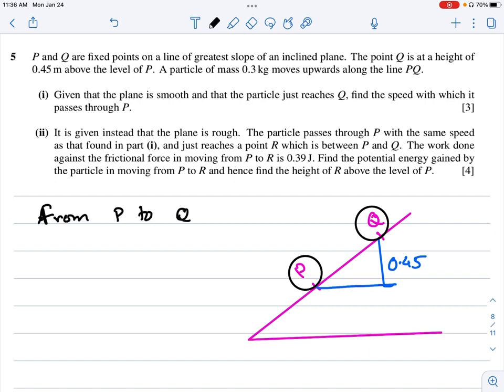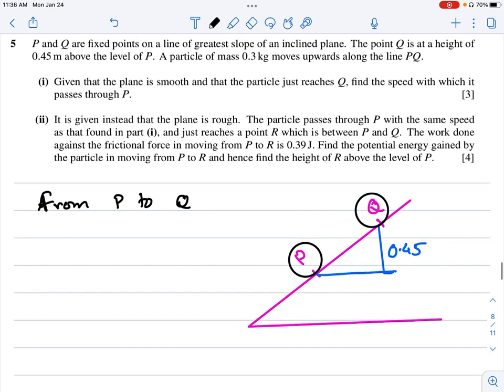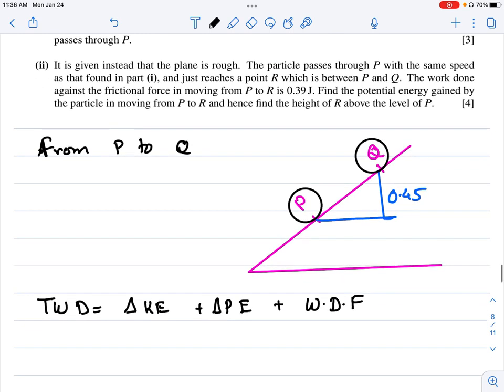So what is happening from P to Q? What we can do, the easiest method to do, is use the work energy principle. What is that work energy principle? Total work done is equal to delta KE plus delta PE plus work done against friction. WDF means work done against friction. TWD means total work done. KE is kinetic energy, PE is potential energy.